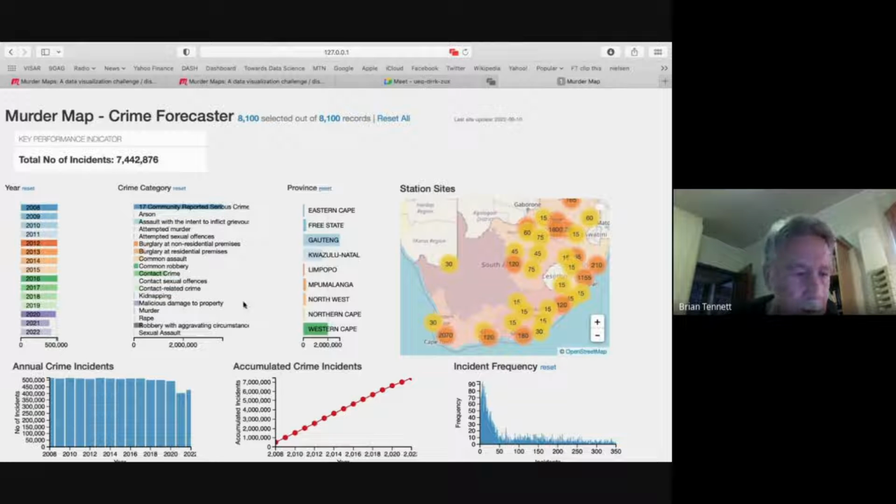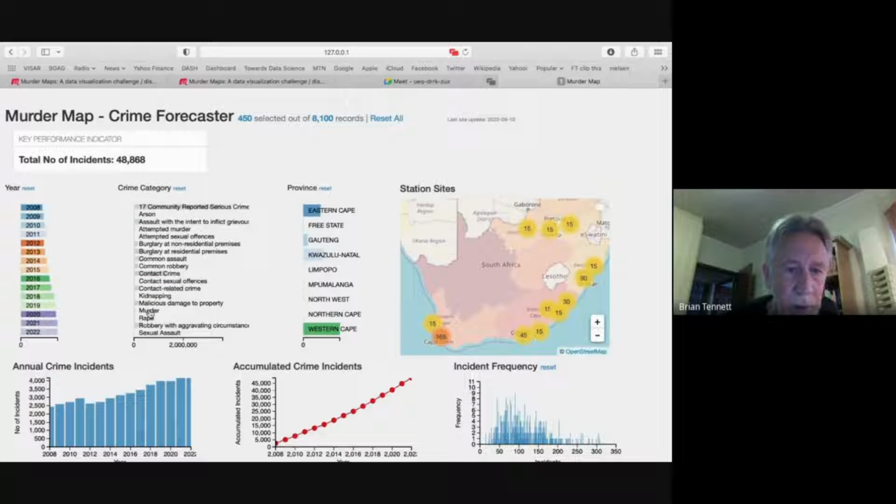Okay. So it's interactive. On the top left, we've actually got three filters here for the years, for the crime categories, and for the province. And if you select, for example, the worst crime category, murder, it shows you what provinces it's most prevalent in, and what it's done over the years in terms of increasing.